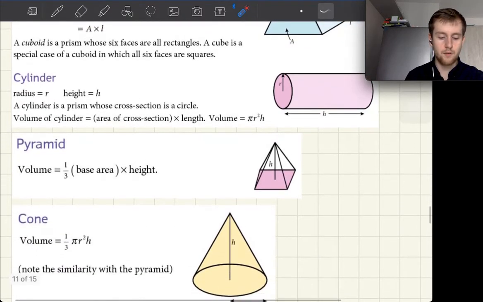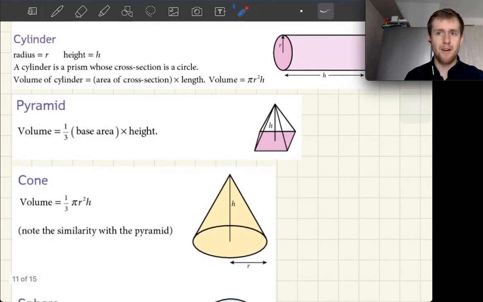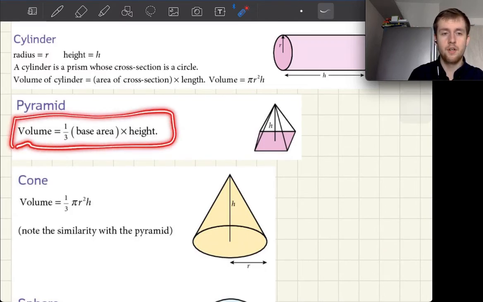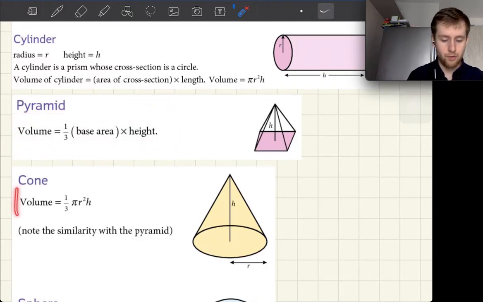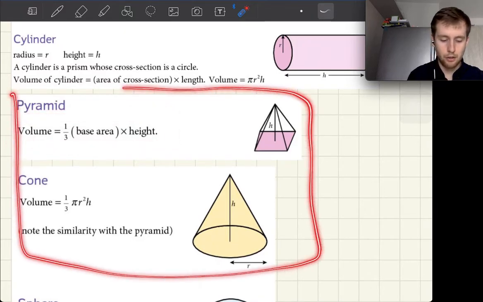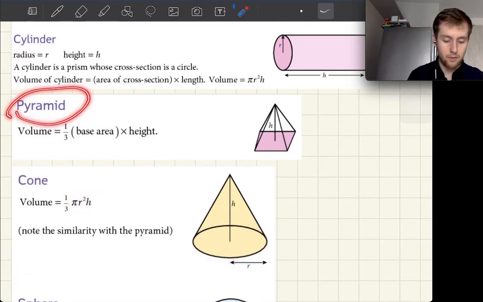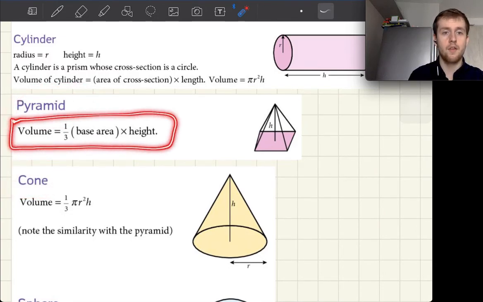Okay, next formula is for the pyramid. This formula will be mentioned in most cases, but still, this one is good to know. So volume of a pyramid is 1/3 times base area times height. And for the cone, the formula is also very similar to the pyramid, so this is why they are grouped together. For the cone, the formula is 1/3 times area of the circle, which is the base in this case, and then times height. So both for pyramid and for cone, the formula is 1/3 times base area times height.